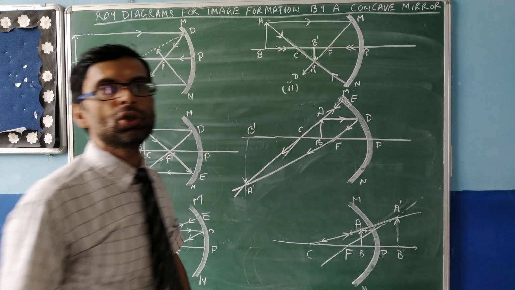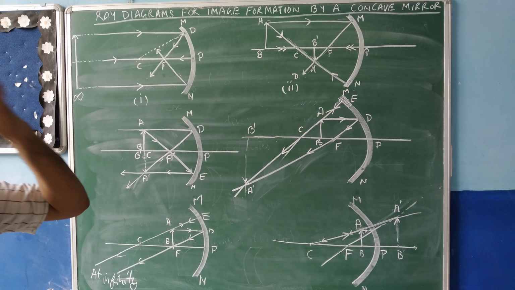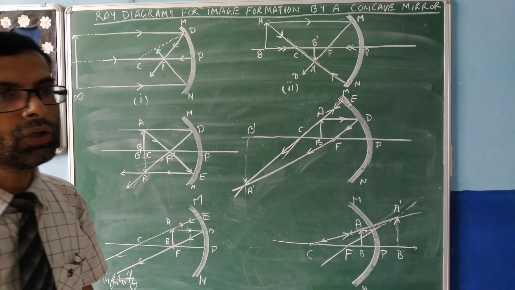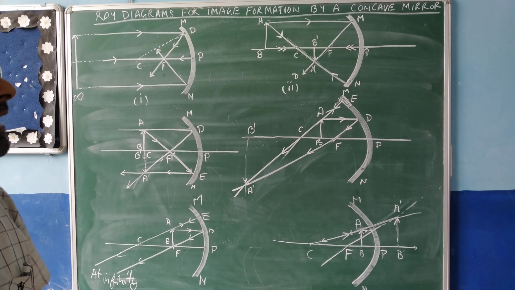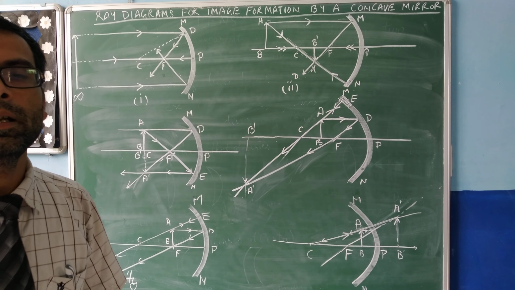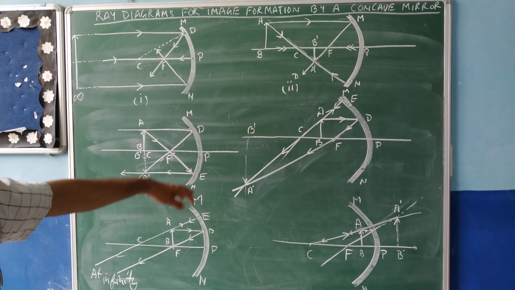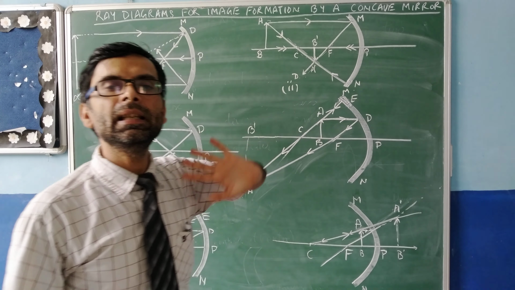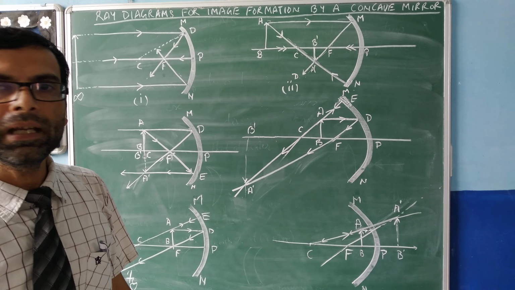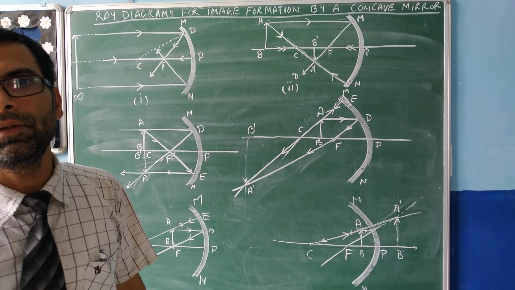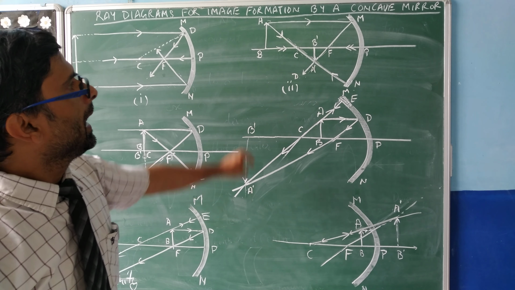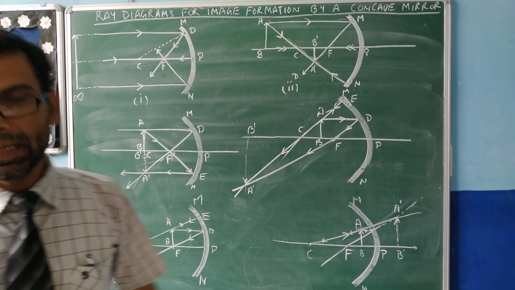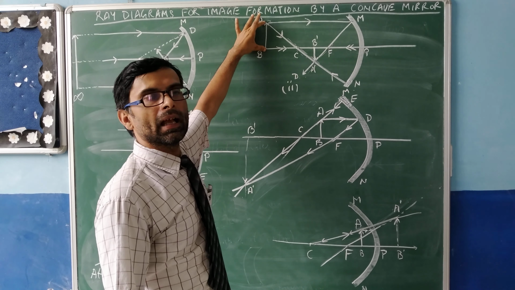From this diagram also we can draw an inference about the position of the image, the size of the image and the nature of the image, as was given in the chart. So the position of the image is between the focus and the center of curvature, which we can easily infer from this diagram. The image is in between the center of curvature and the focus. ठीक है. And the size of the image is diminished. This is the size of the object and the size of the image is diminished, small size, है ना.